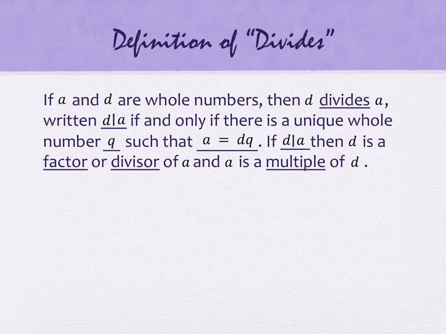If A and B are whole numbers, then we say that D divides A. It's written as this vertical bar, maybe what you would feel is reverse notation of fractions. D, vertical bar, A means D divides A if and only if there is a unique whole number Q such that A equals DQ. If D divides A, then D is a factor or a divisor of A, and A is a multiple of D. I'll give you numbers so it makes sense, but just jot down those details first.